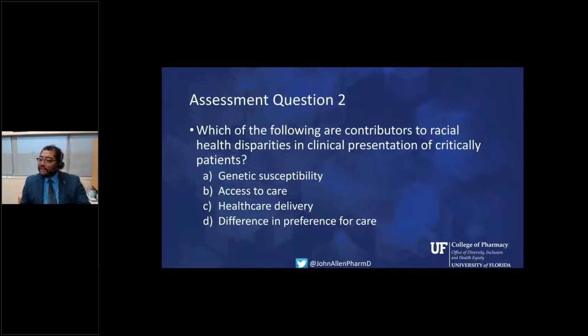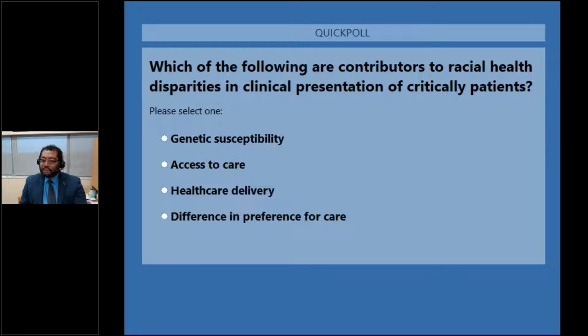And so let's try this again with another poll question. The question is, which of the following are contributors to racial health disparities in the clinical presentation of critically ill patients? The choices are genetic susceptibility, access to care, healthcare delivery, and differences in preferences for care. So again, in this case, we're talking about clinical presentation of critically ill patients. What are things that drive the differences in clinical presentation of critically ill patients?